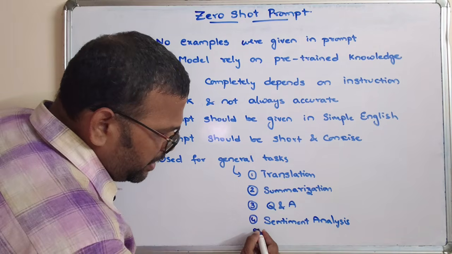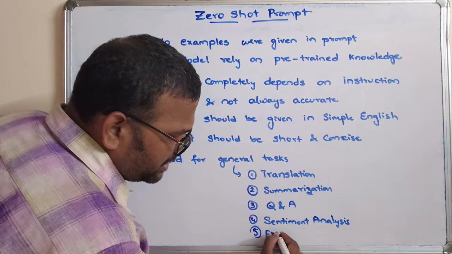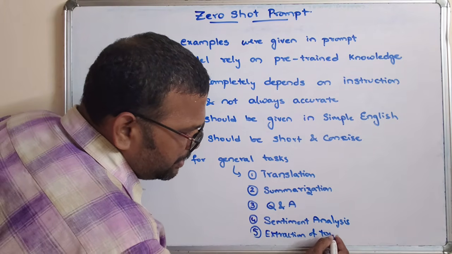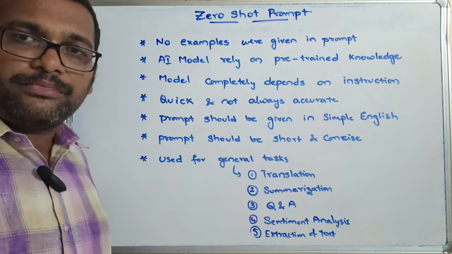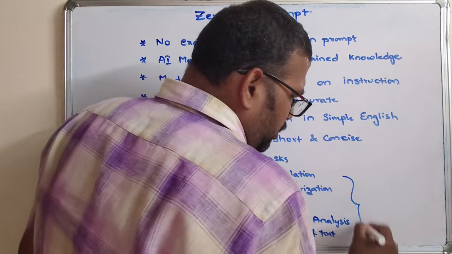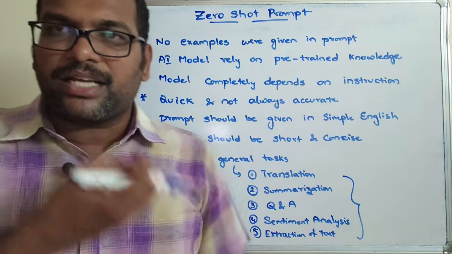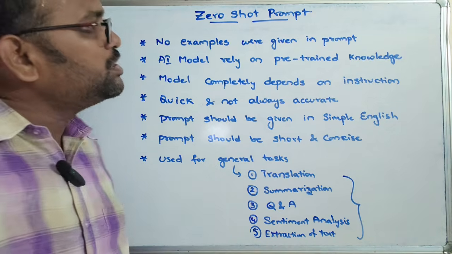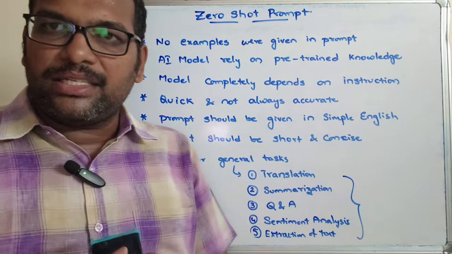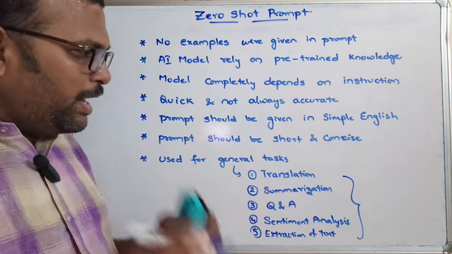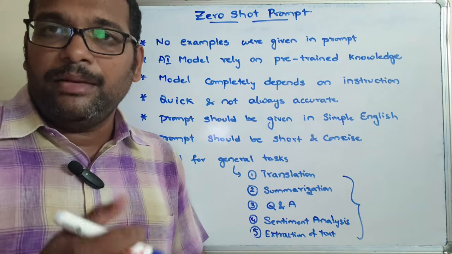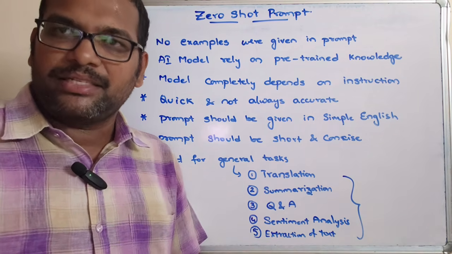And similarly, extraction of text. And simply classification or category. Defining the category also, we'll use these zero shot prompts. So these are very few. For these kinds of general purpose tasks, it is suitable to use zero shot prompts. Okay, so without delay, let us move on to the system, and I will show you one example for each task, so that you will understand in a perfect way. So let us move on to the system.